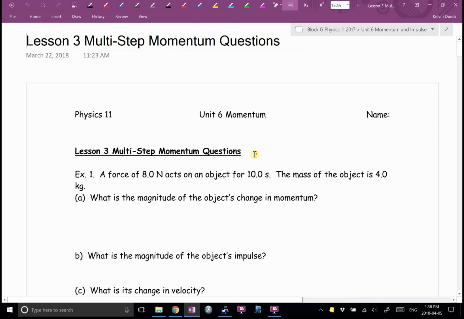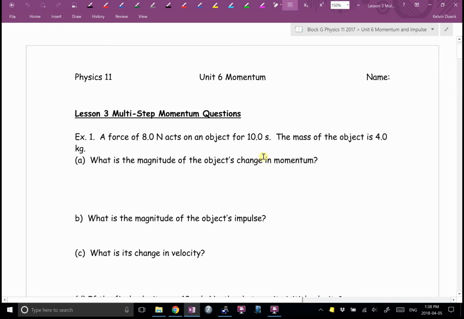So, multi-step momentum questions. A force of 8 newtons acts on an object for 10 seconds. The mass of the object is 4 kilograms. Cool. Brady, what's A asking me to find?